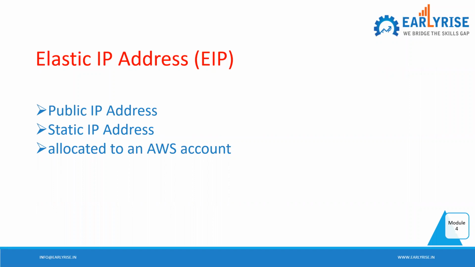My IP is getting changed. My instance, I'm just shutting it down, and then the IP is getting changed. What do I do? So this is the solution for that: Elastic IP address. This is a public IP address, a static IP address. This is not changing.